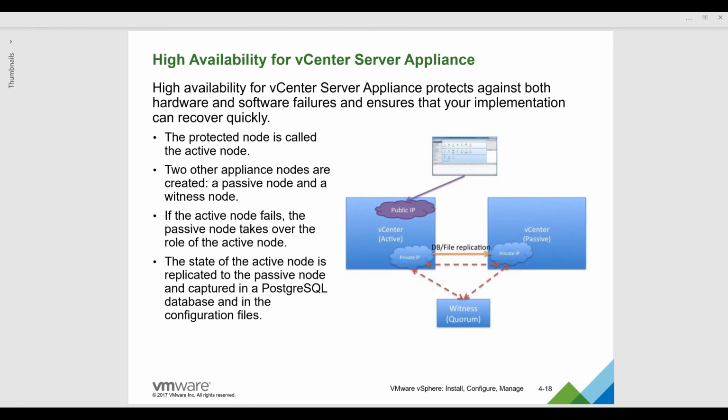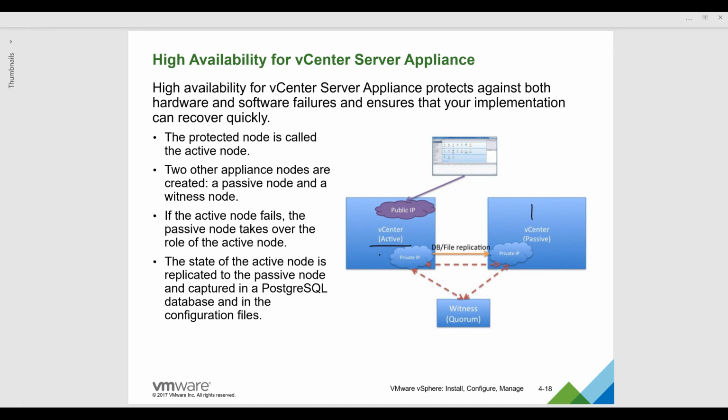High availability. High availability for your vCenter server appliance protects against both hardware and software failures and ensures your implementation can recover quickly. The protected node is called the active node. Two other appliance nodes are created, a passive node and a witness node. If this active node fails, the passive node takes over the role of the active node.